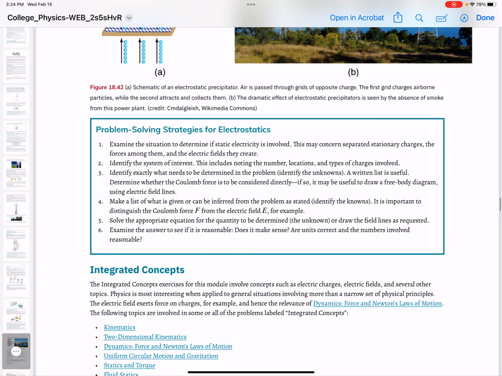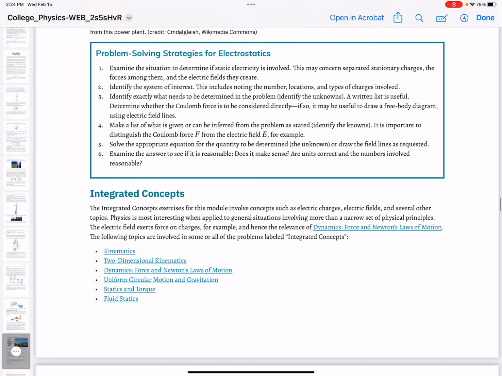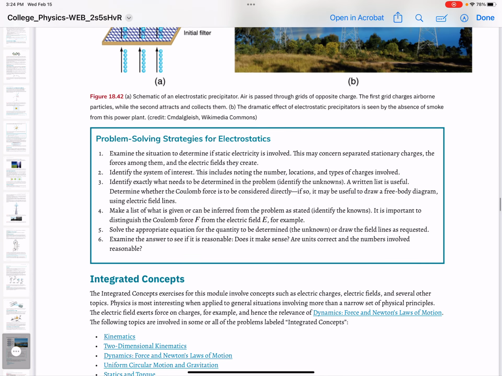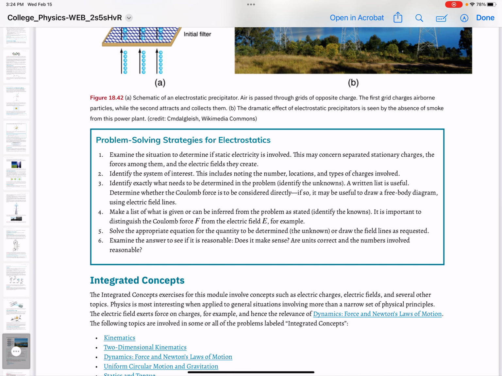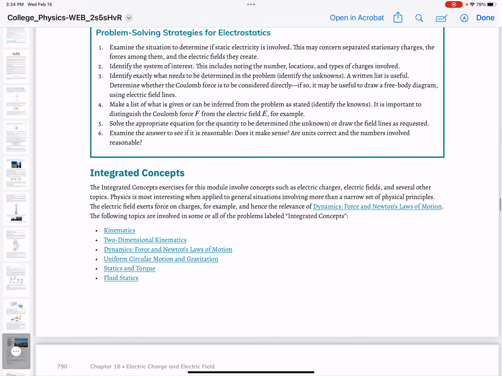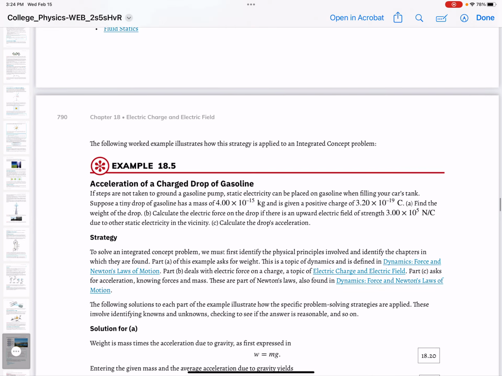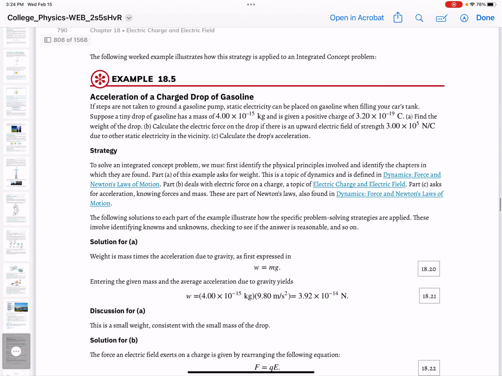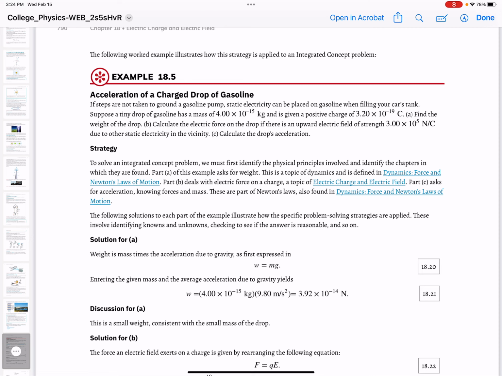These are the same strategies that I tell you when we're solving problems, and I'll go into those, what you need to know when we do our review for the second test. So let's talk a little bit about acceleration of a charged drop of gasoline.